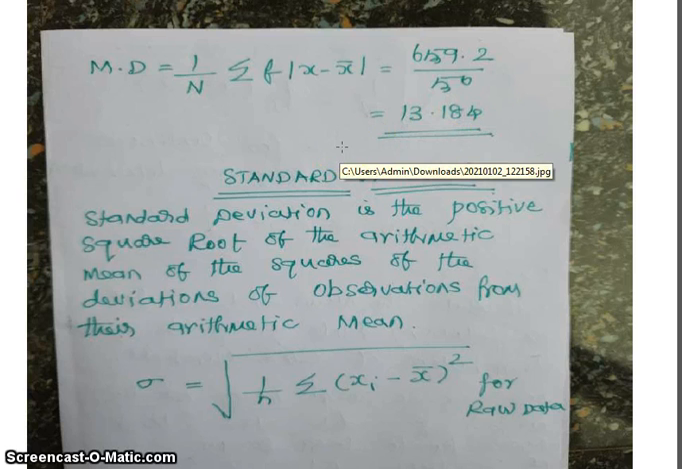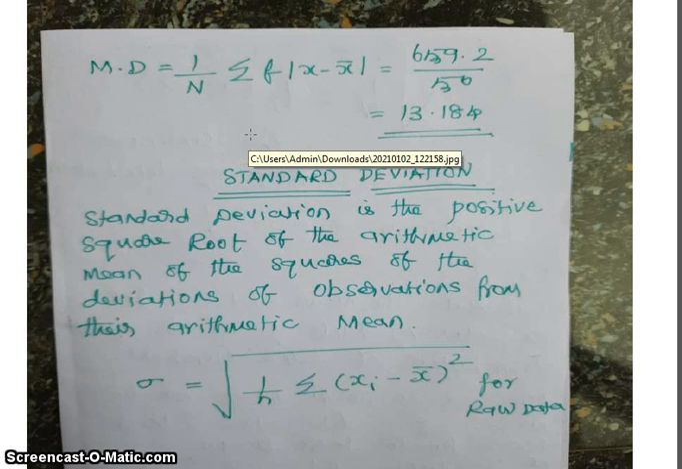So this is how you have to calculate for a continuous frequency distribution. The formula is 1 divided by capital N into summation of f into x minus x bar. First you calculate the x bar value. Then calculate x minus x bar, then calculate f into x minus x bar, then calculate the summation of f into x minus x bar, and N is the total number of frequencies. Substitute these values, and you will get the mean deviation for the given frequency distribution.